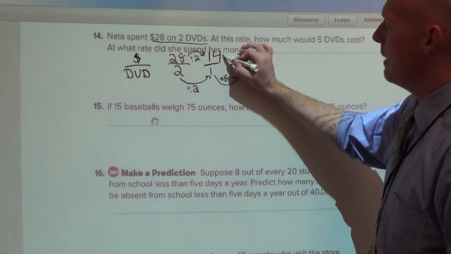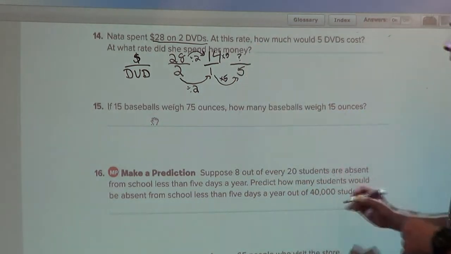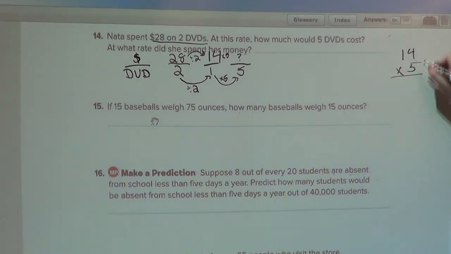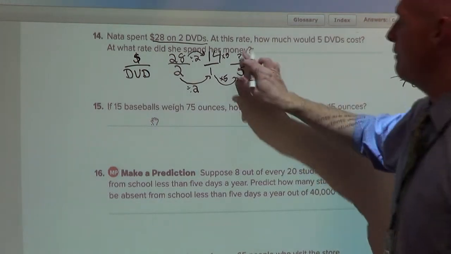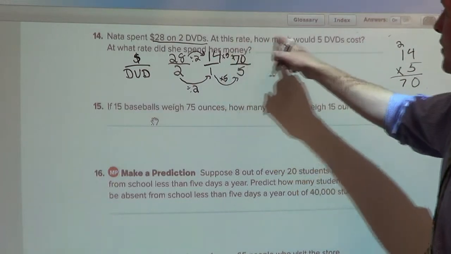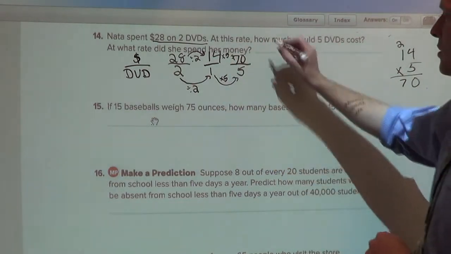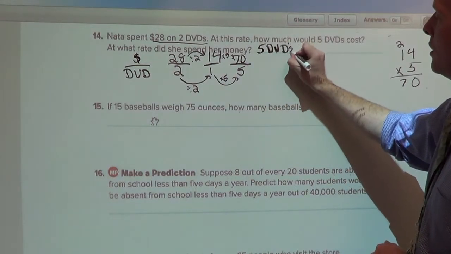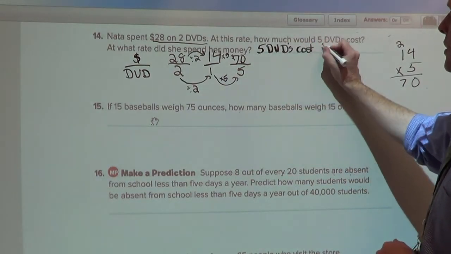So what do I have to do up top? Times 5. And off to the side, I'll do 14 times 5. That is 5 times 4 is 20, 2. 5 times 1 is 5, 6, 7. So I see $70 is the answer. So it says at this rate, how much would 5 DVDs cost? 5 DVDs cost $70.